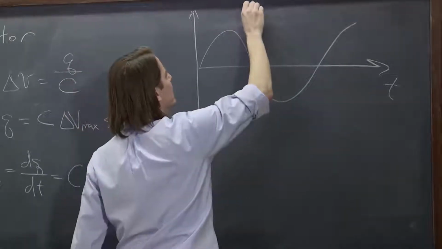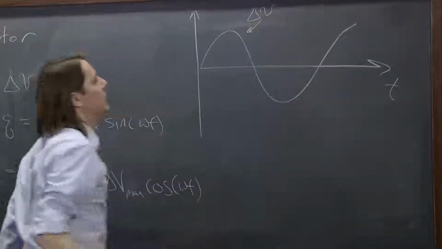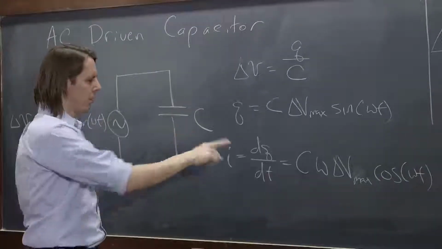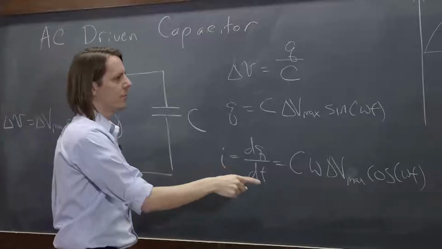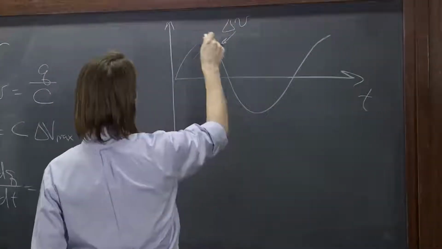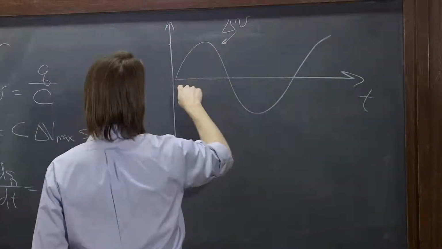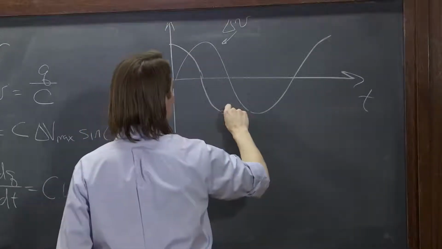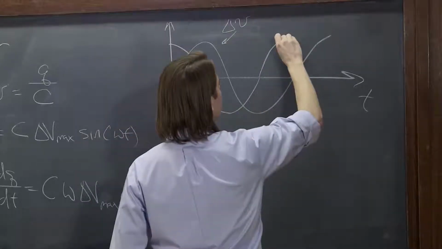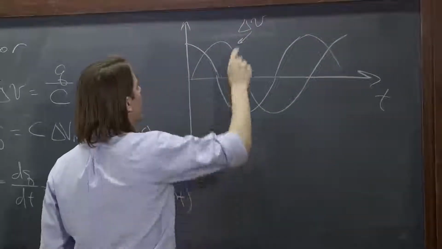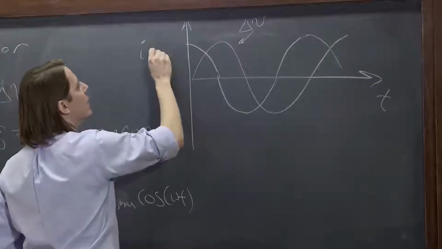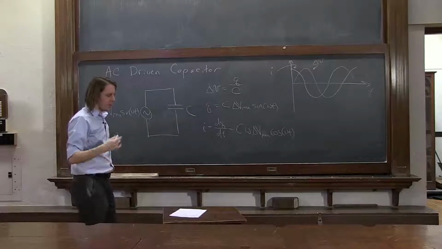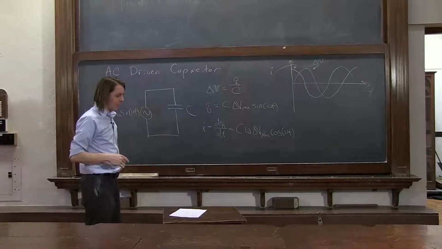So this is delta V there. And then the current we derived is a cosine. So we know it starts high and goes low. So it's going to start up here, and it's going to hit 0 when that is the maximum, and minimum when that is 0, and 0 when that's there, and this when it's there, like that. Where this is I. So since one is sine and one is cosine, they're out of phase by 90 degrees.